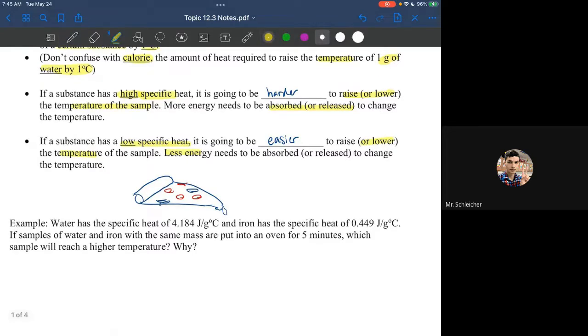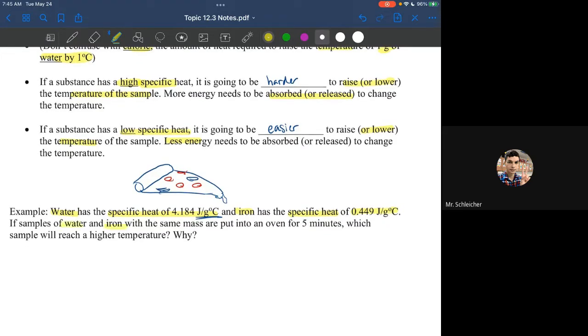Another example we can look at here is water has the specific heat of 4.184 joules per gram degree Celsius. So notice here, it's kind of interesting units there, but that's the units of specific heat. And iron has the specific heat of 0.449 joules per gram degree Celsius. If samples of water and iron with the same mass are put into an oven for 5 minutes, which sample will reach a higher temperature and why?